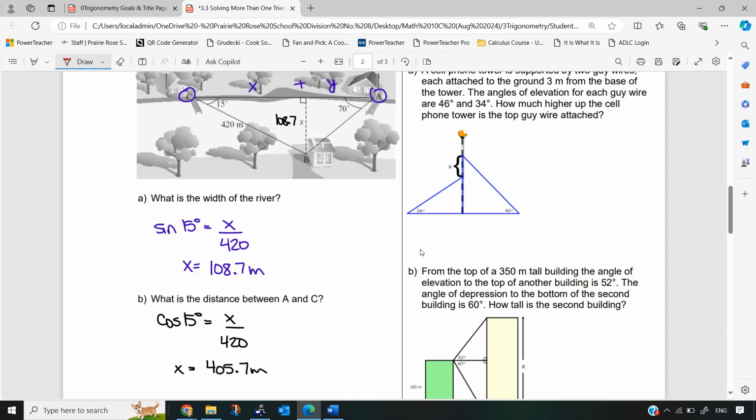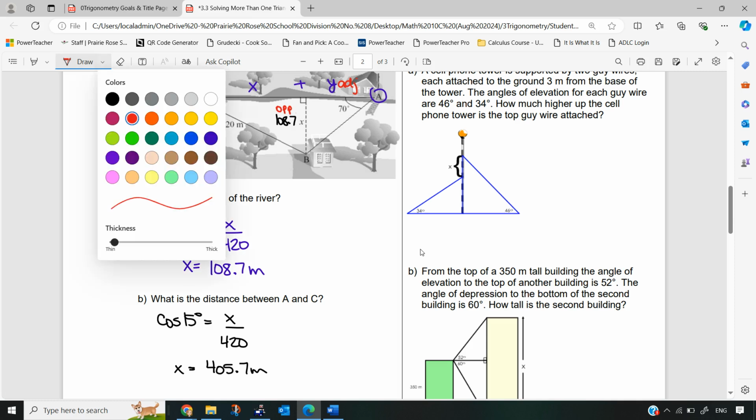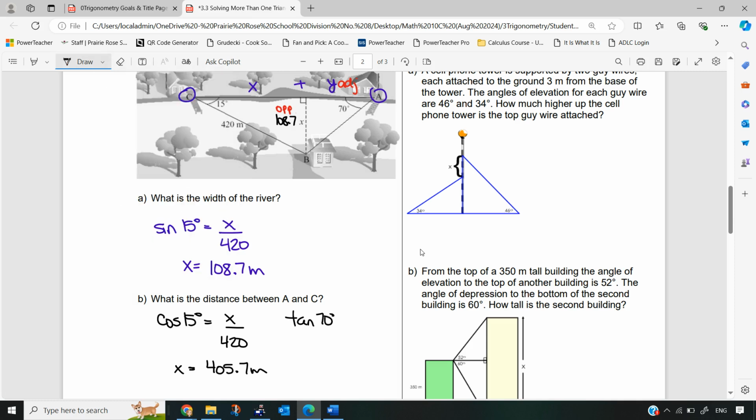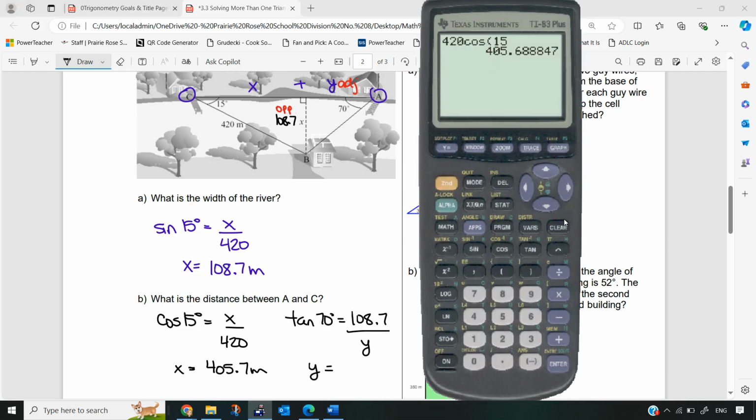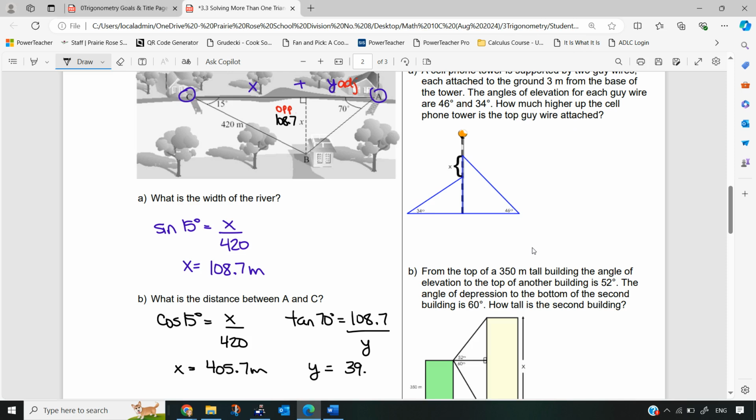I'm going to start by labeling my second triangle. So across from the 70 degrees is opposite and y is adjacent. So in this case, we're going to be using the tan ratio. I would have tan of 70 degrees is opposite, which is 108.7, divided by adjacent, which is y. If you notice on my calculator, I don't have that 108.7 anymore, so I'm just going to start by redoing that calculation. So 420 sine 15, that's going to give me my exact value, and I'm going to take that number and divide by tan of 70. And that would give me 39.565 or 39.6 meters.